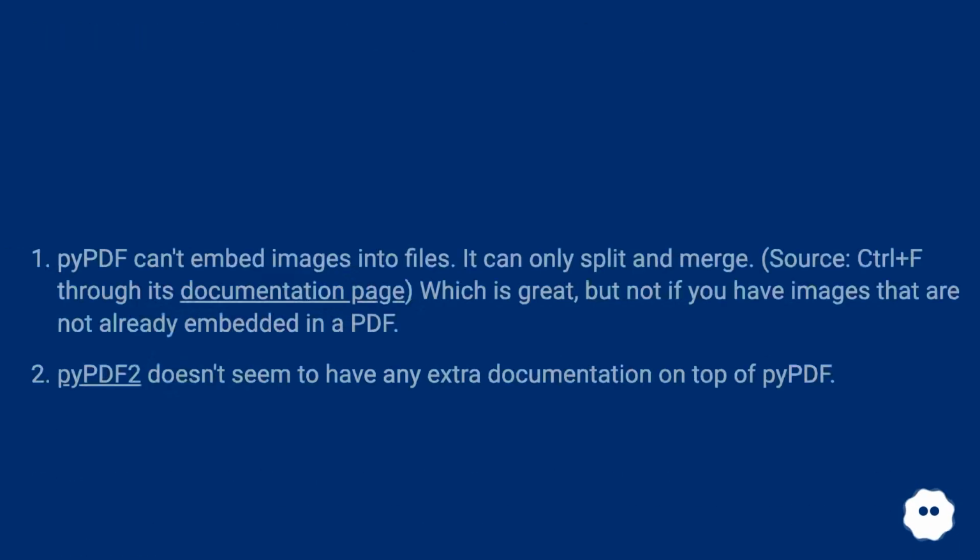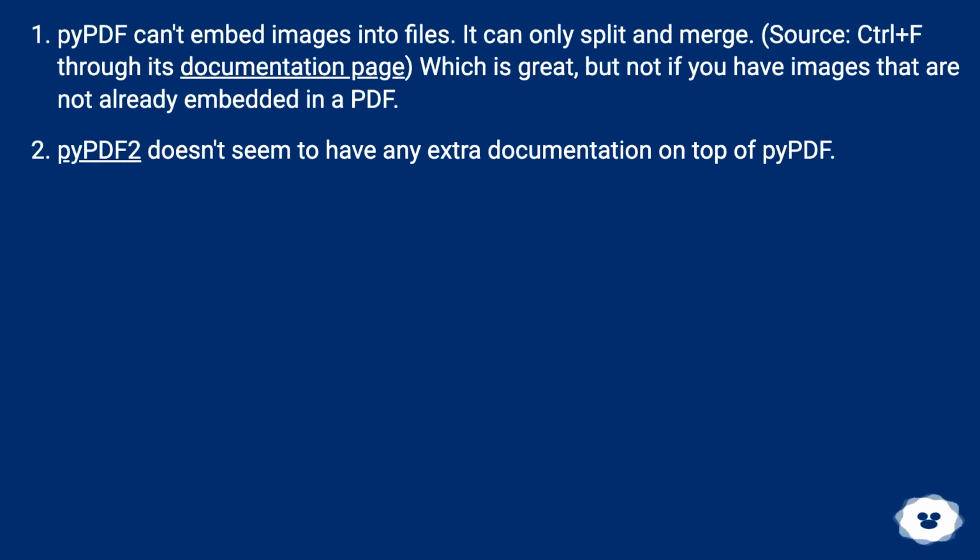Here is my experience after following the hints on this page. PyPDF can't embed images into files. It can only split and merge. Source, Ctrl+F through its documentation page. Which is great, but not if you have images that are not already embedded in a PDF. PyPDF2 doesn't seem to have any extra documentation on top of PyPDF.